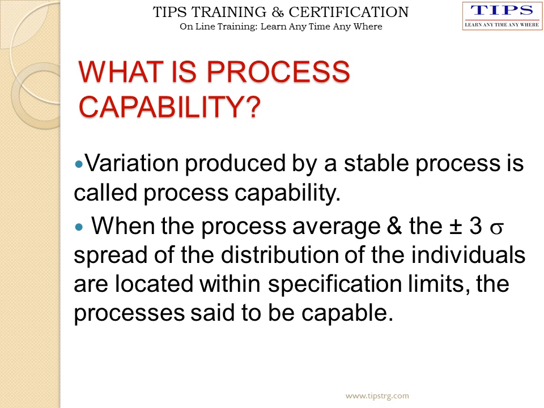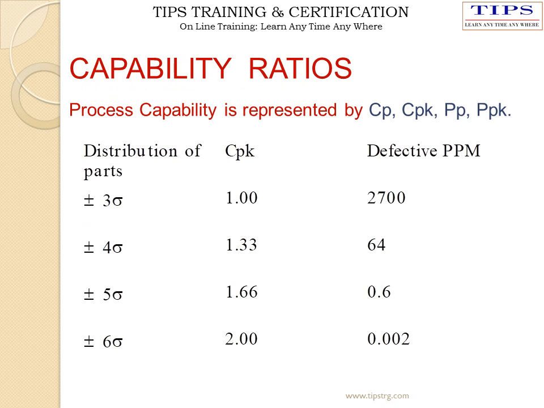What is process capability? Variation produced by a stable process is called process capability. When the process average and plus minus 3 sigma spread of the distribution of the individuals are located within specification limits, the process is said to be capable.